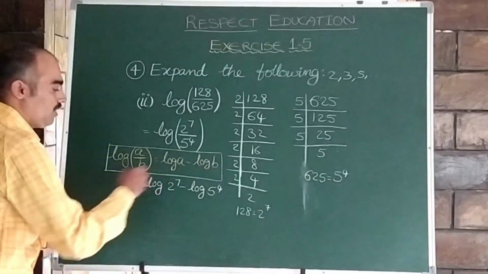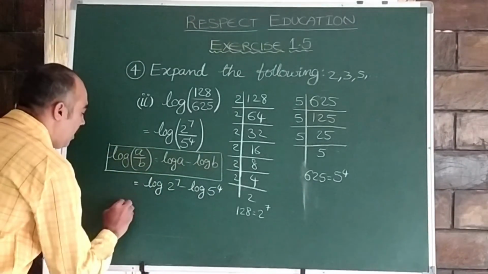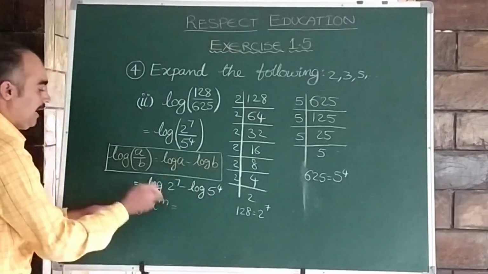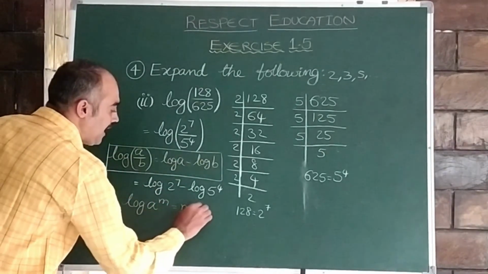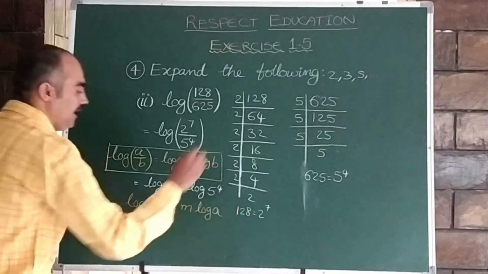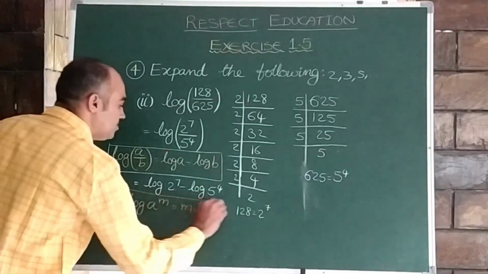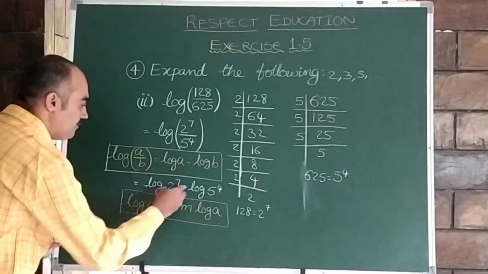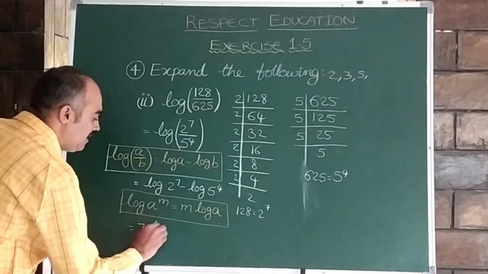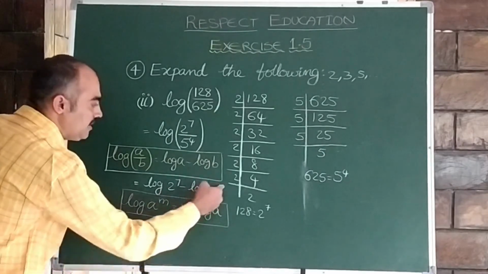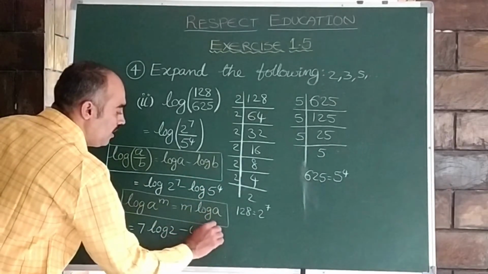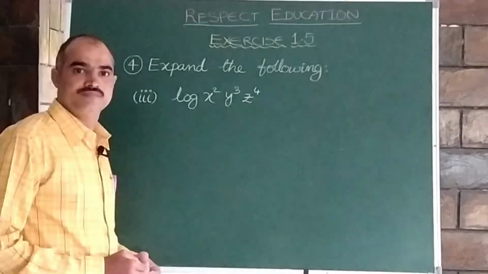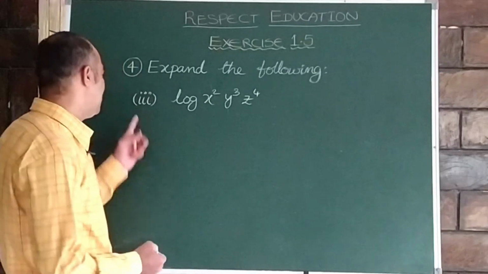One more formula here, children, that is log a power m. Here m comes forward, it is m times log a. By applying this formula for both the terms, we get 7 comes forward, it is 7 log 2, minus 4 comes forward, 4 log 5. This is the answer for this question. Now let us see the next bit, that is the third one.